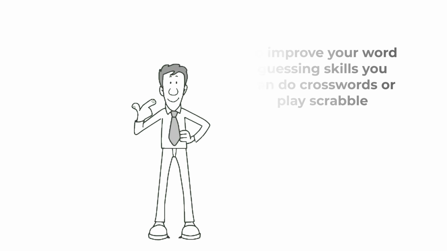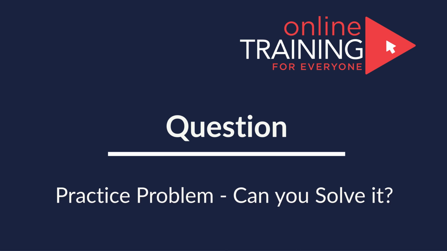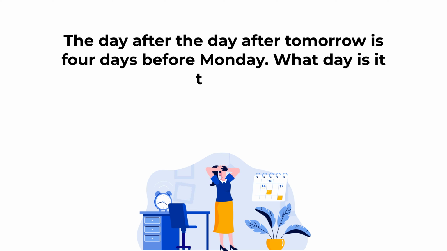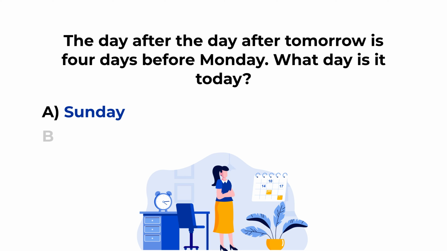Here is the practice problem for you. The day after tomorrow is 4 days before Monday. What day is it today? You have 4 different choices. Choice A, Sunday. Choice B, Monday. Choice C, Friday. Choice D, Saturday.